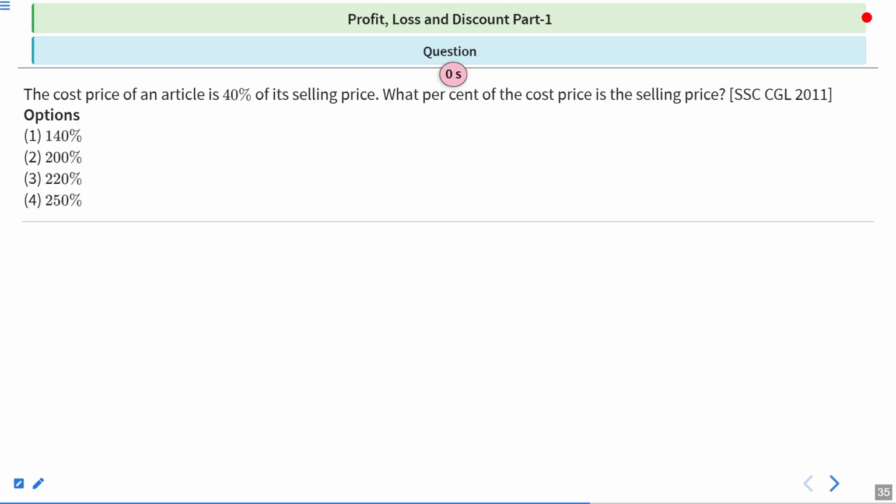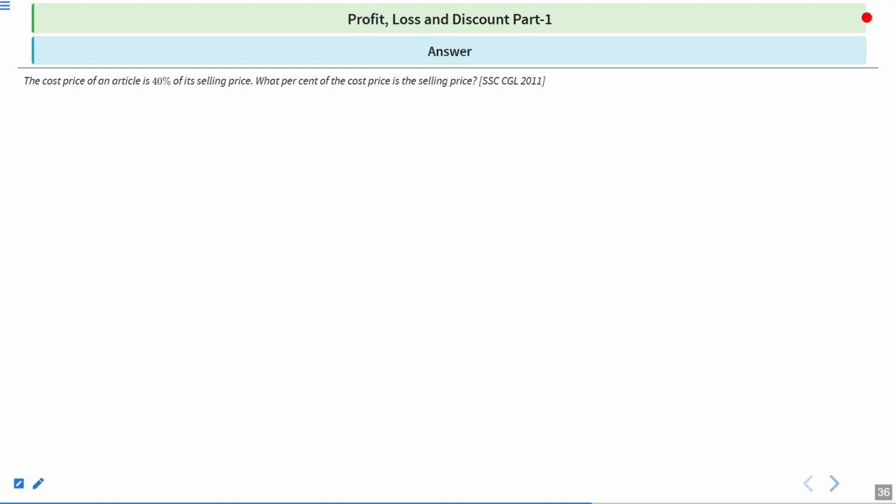Now time's up. Let's see the solution of this question. So the cost price of an article is 40% of its selling price. So the correct answer is D, which is 250%. Now see the detailed solution of this question.